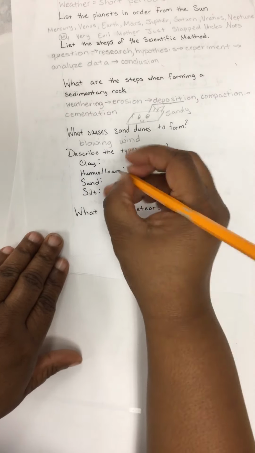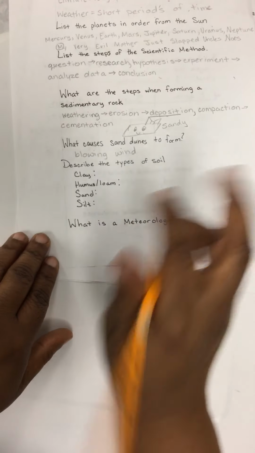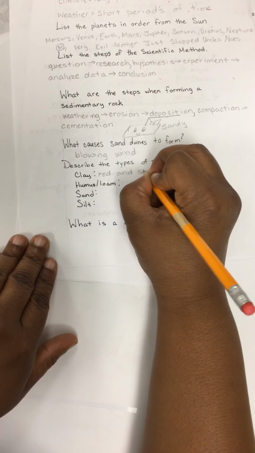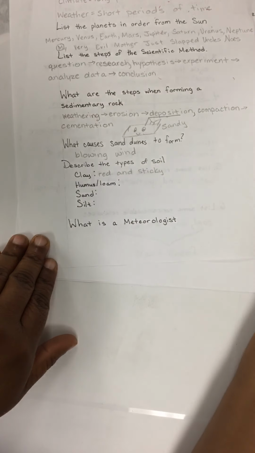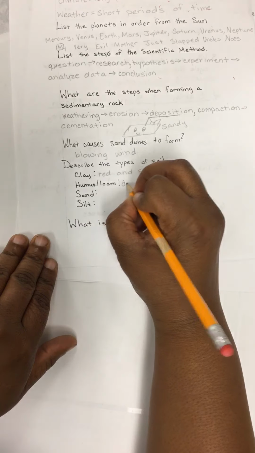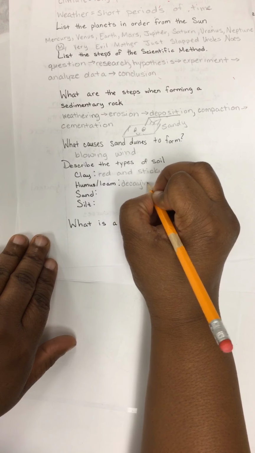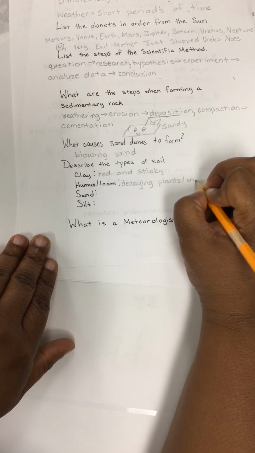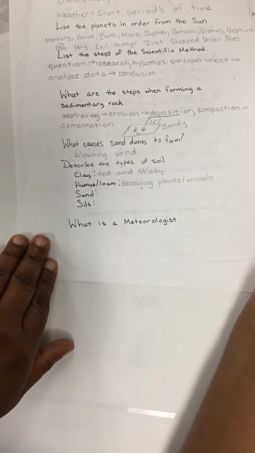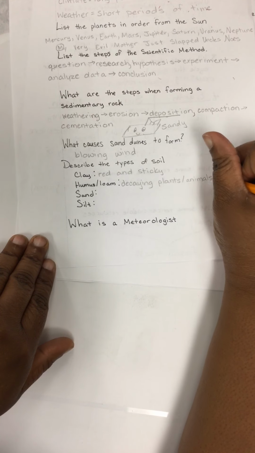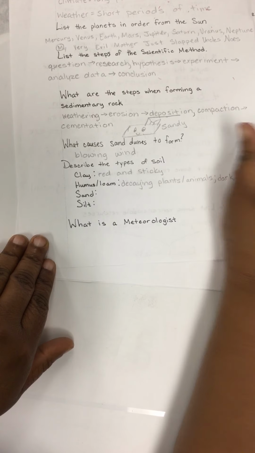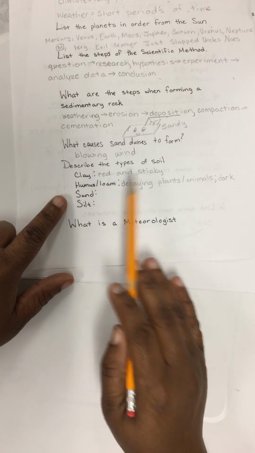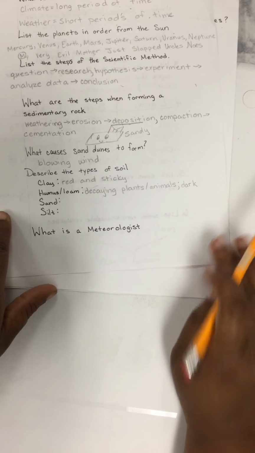Describe the types of soil. For clay, most of you know what clay is when you see it. You know it's red and you know it's sticky. For loam or humus, you know it's decaying plants and animals. It also tends to be dark in color. Humus and loam are going to be the ones that are good for planting.